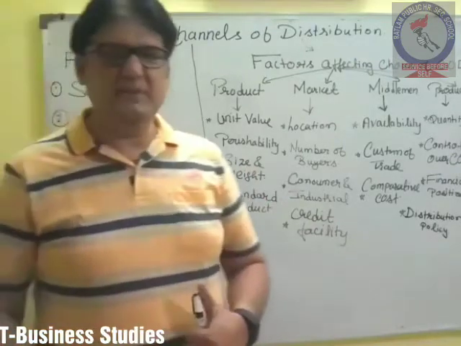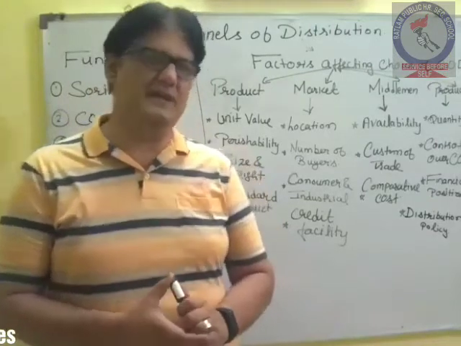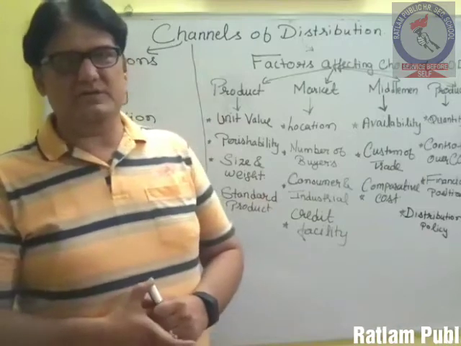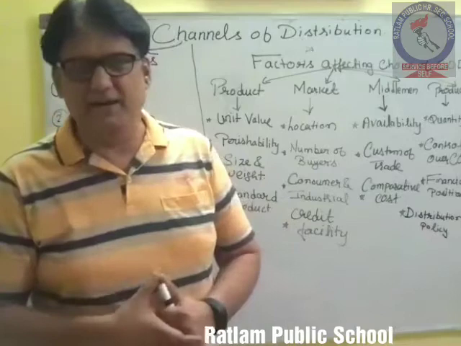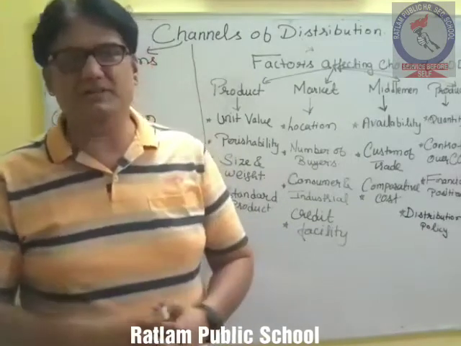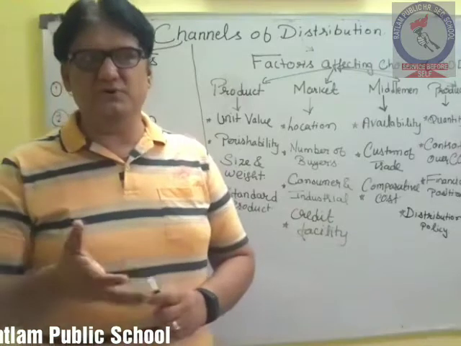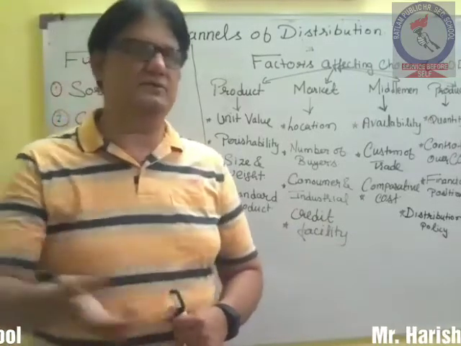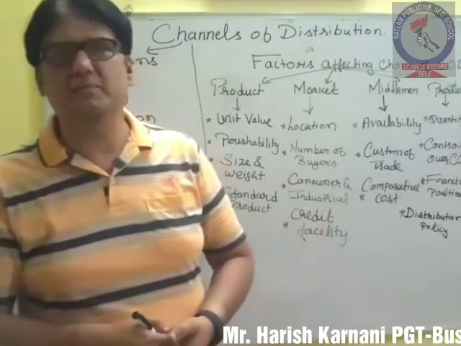Standard product. If the products are of standard quality, then we can think of selling those products through the channel of distribution, because if the product is standard, it will be easily sold in any market. But if the product is not standard or is a substandard quality product, then the producer has to make his own efforts to sell the goods directly to the consumer. So there the direct selling will take place.